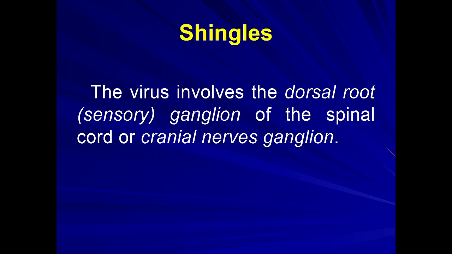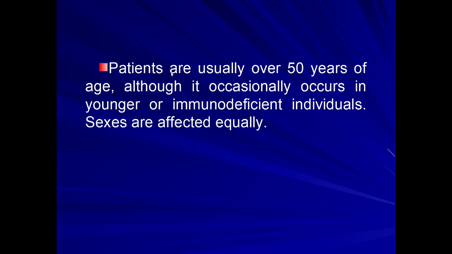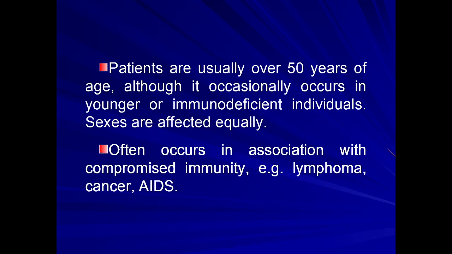Shingles. If the virus involves the dorsal root ganglion of the spinal cord or a cranial nerve ganglion, it will lead to ganglioradiculitis or ganglioneuritis. Patients usually are over 50, sometimes younger immunodeficient patients. It often occurs in association with compromised immunity: lymphoma, cancer, AIDS, diabetes mellitus.